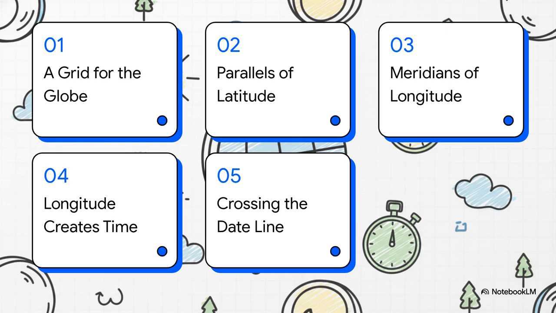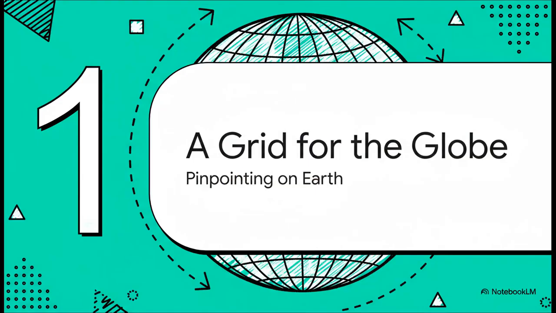All right, so here's the game plan. We're going to start with a big why, like why even bother with a grid in the first place? Then we'll break down the two key players, the horizontal lines, latitude, and the vertical ones, longitude. After that, things get really cool. We'll uncover this wild connection between longitude and, believe it or not, time itself. And to wrap it all up, we're going to take a little trip across the international date line. It's a real mind-bender. Okay, let's just dive right in.